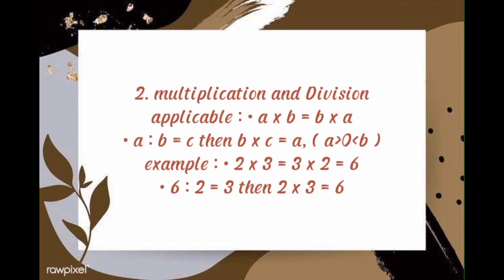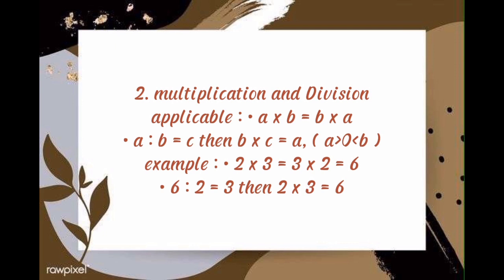Then, the second arithmetic operation, namely multiplication and division. This arithmetic operation applies as follows. First, a times b equals b times a. Second, a divided by b equals c, then b times c equals a, provided that a is greater than 0 and b is greater than 0.